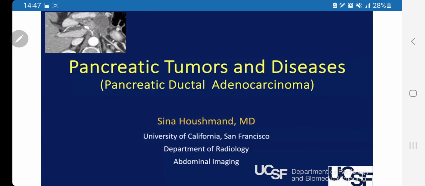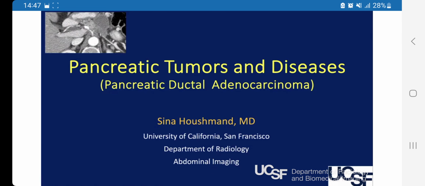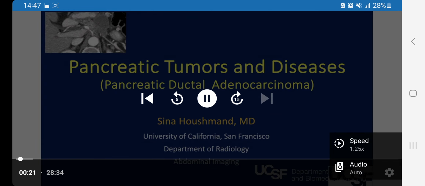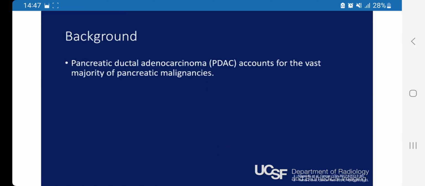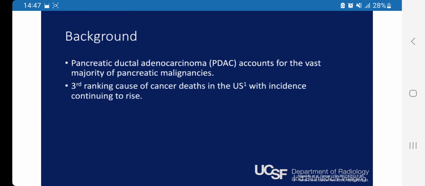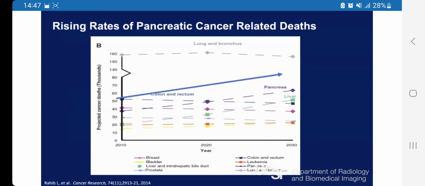Today, I'm going to talk about pancreatic tumors and diseases, with special focus on pancreatic ductal adenocarcinoma, given how important it is. PDAC accounts for the majority of the malignancy of the pancreas, and it's currently the third ranking cause of death in the United States, and the incidence is continually going up day by day. It has a very poor prognosis, and for its treatment, there are multidisciplinary teams involved, including radiologists.